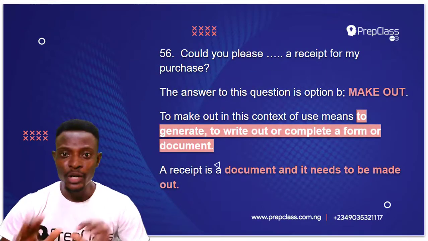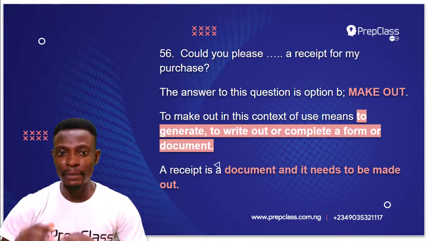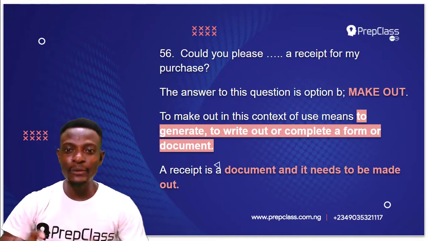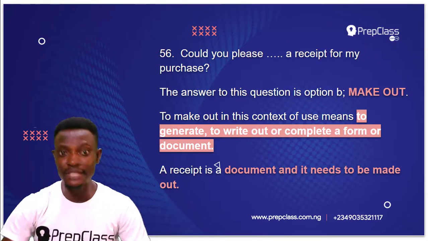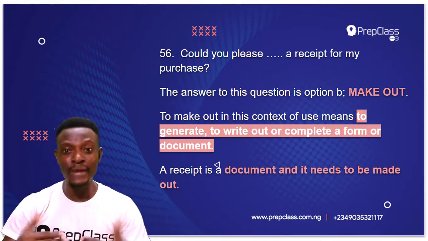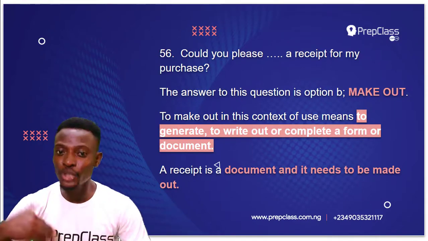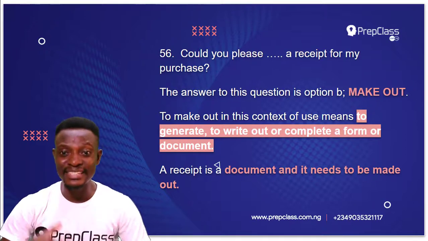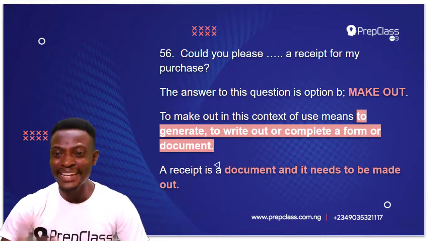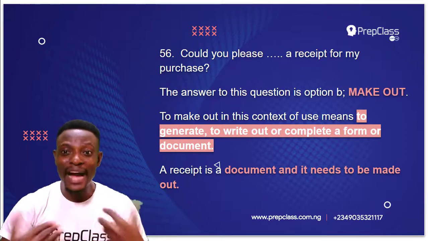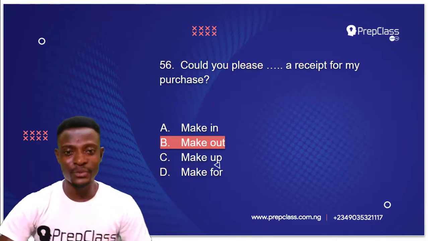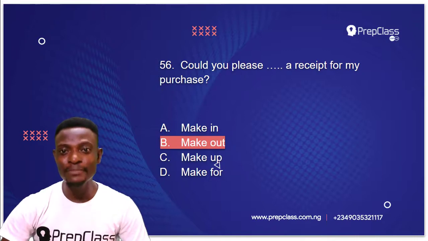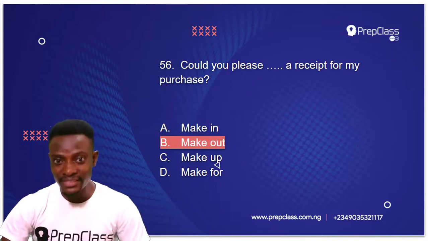Make out. Could you please make out a receipt for my purchase? Now, to make out in this context of use means to generate. Could you please generate a receipt for my purchase? It means to write out or complete a form or document. Now, a receipt is a document and it needs to be made out. So, could you please make out a receipt for my purchase? So, the answer to this question is option B. Could you please make out a receipt for my purchase?